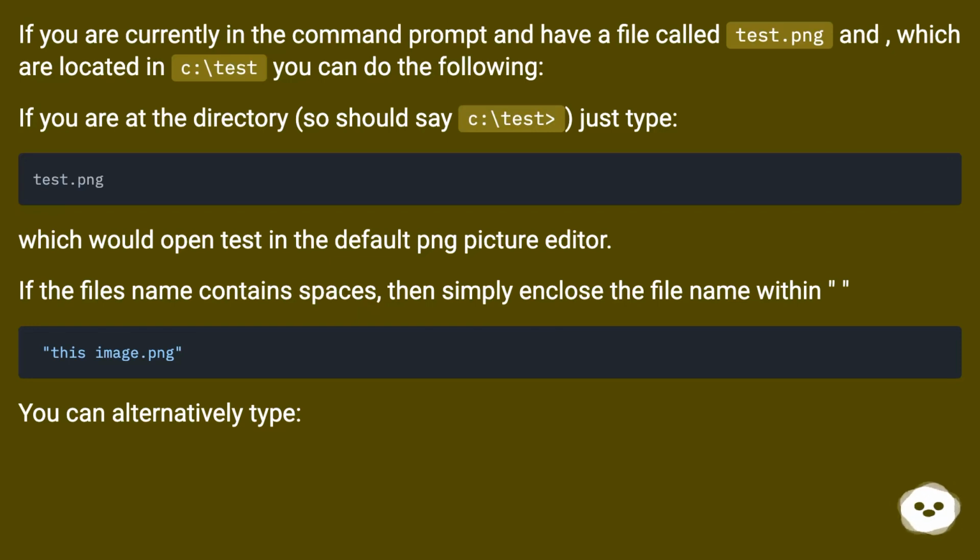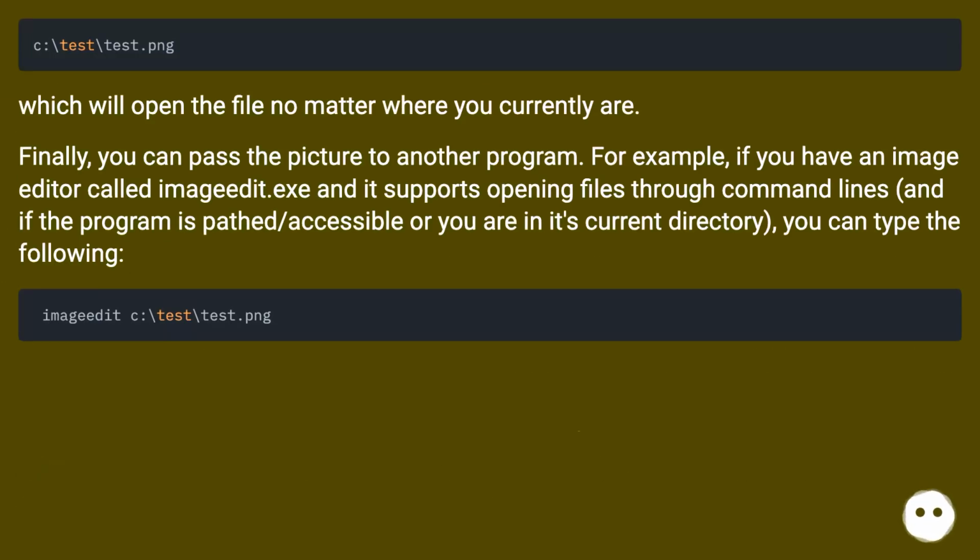If the file's name contains spaces, then simply enclose the file name within quotes. You can alternatively type, which will open the file no matter where you currently are. Finally, you can pass the picture to another program. For example, if you have an image editor called imageedit.exe and it supports opening files through command lines, and if the program is path accessible or you are in its current directory, you can type the following.